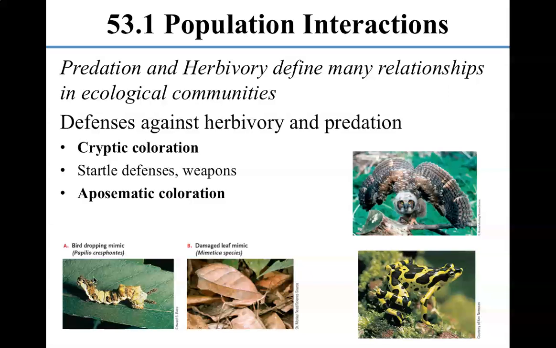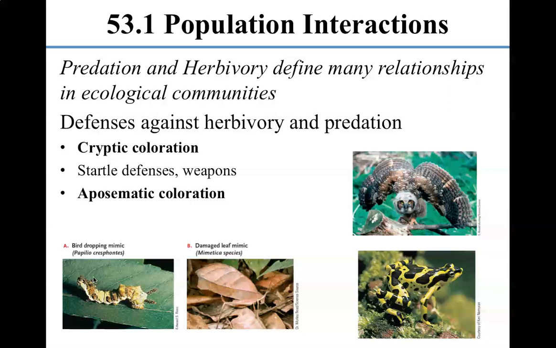Or maybe instead of hiding, you want to fight. So startle defenses and weapons are more in the fight category. A startle defense is when a predator interacts with you, you might try to scare it. So maybe you hiss or you yell, you make a sudden movement or a sudden sound, maybe you flash some bright colors, or if you're a moth, maybe you have eye spots on your wings and you show these spots and it looks to the predator like you have big eyes and it freaks it out and it flies off.